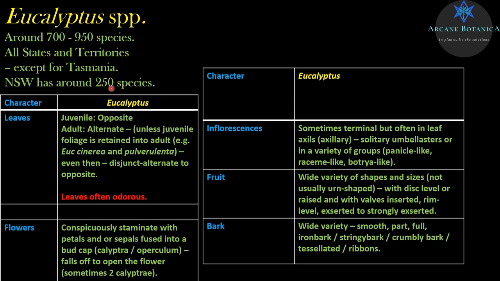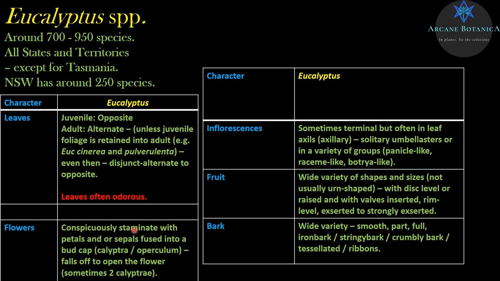And I just said there are around 250 species in New South Wales. The same deal with Corymbia at the moment, as far as we know, not considering the publication done in 2024 by Crisp et al. But Eucalyptus flowers, they've got the bud cap, that's what they're known for. Corymbia has that as well. And that bud cap is a fusion of the petals and sepals which falls off to open the flower. Or when the flower opens, it just squeezes that bud cap off. Some flowers have two calyptrae and they have two bud caps, and some Corymbia have that as well.